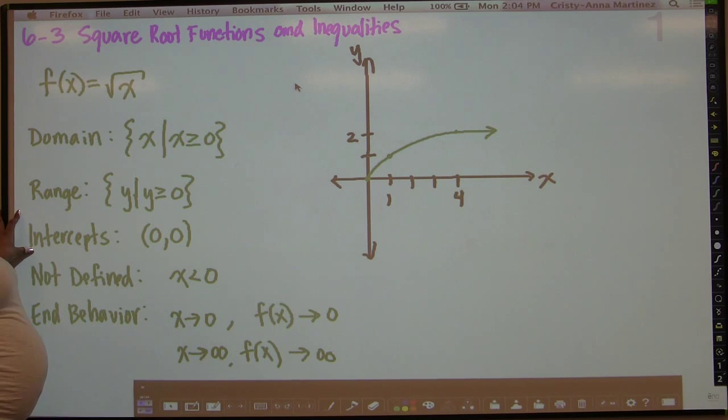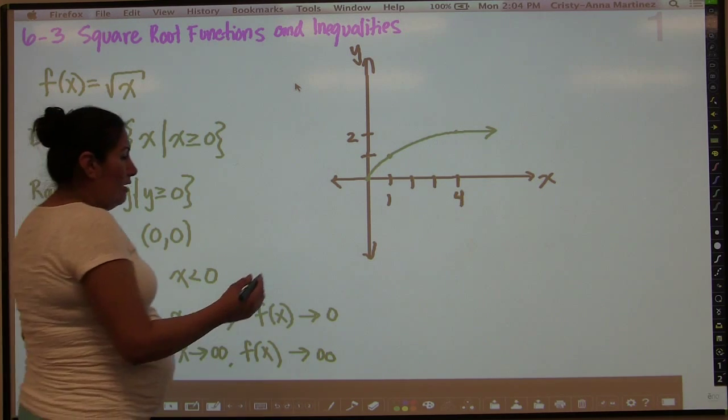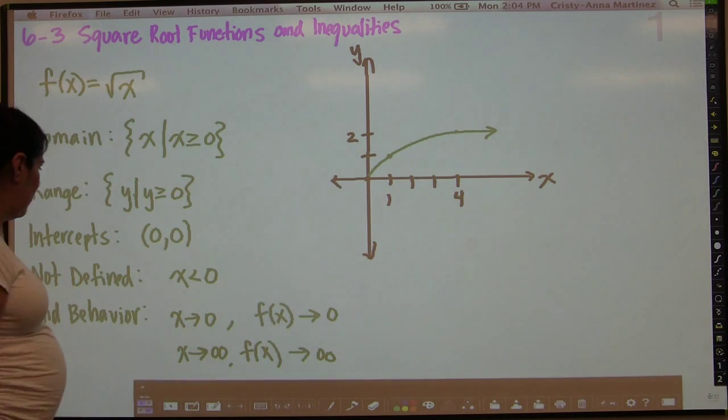Intercepts, where it crosses the x or y axis. You can see in this case that it crosses the x and y axis at the same time at the point (0, 0). So right here, smack in the middle, is our x and y intercept.